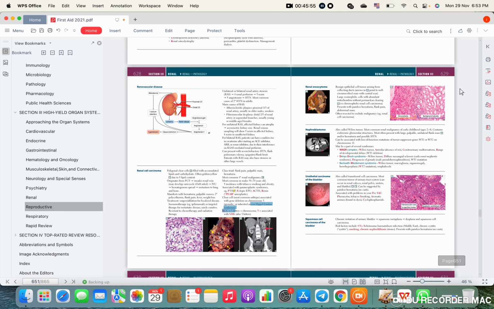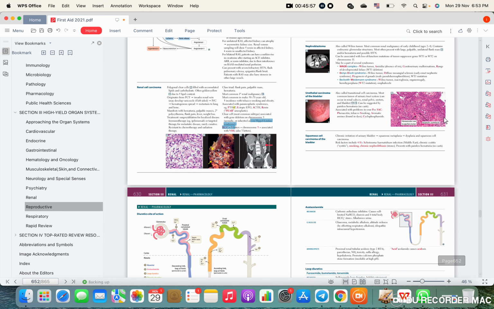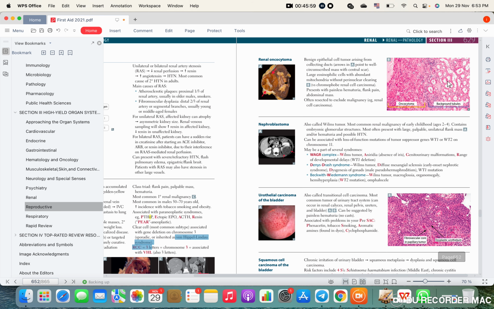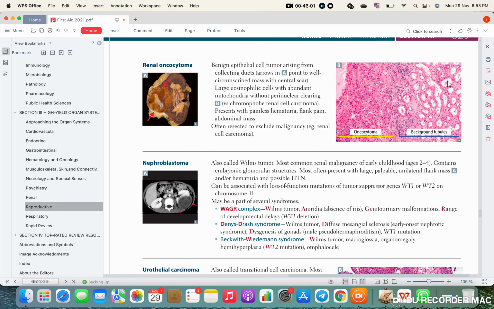Okay, good. So the next tumor I'm going to speak about is the renal oncocytoma. This renal oncocytoma is benign, and this benign cell arises from the collecting duct. Yes? Speaking about renal cell carcinoma, was it benign or malignant, guys? Renal cell carcinoma is benign or malignant?